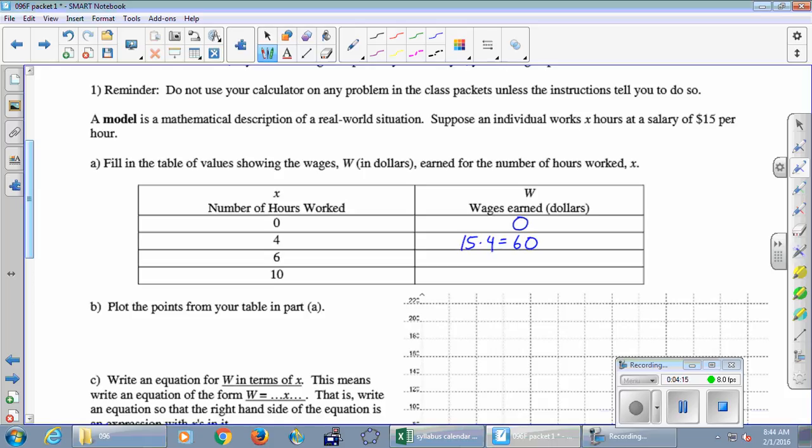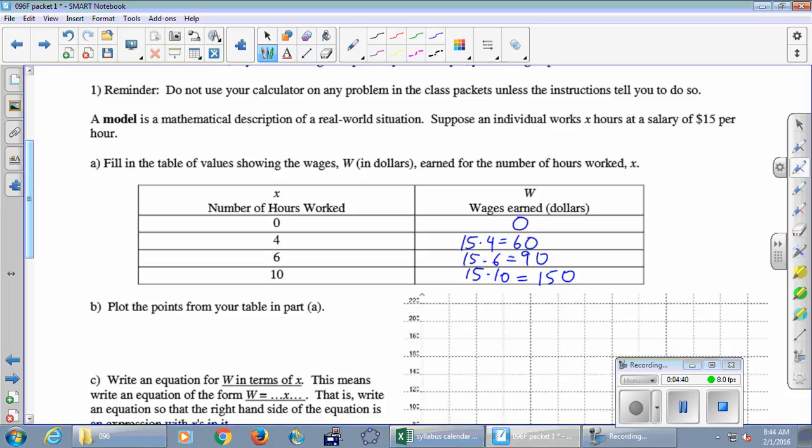Easy. Okay, next one. If you work 6 hours, what's the calculation, not just the final answer? Yeah, 15 times 6, which is 90. And then finally, if you work 10 hours, $15 an hour, 15 times 10 is 150.